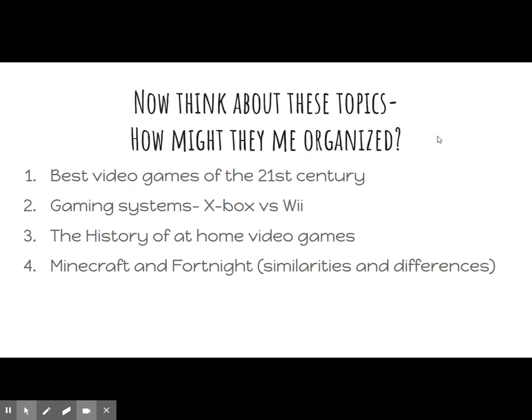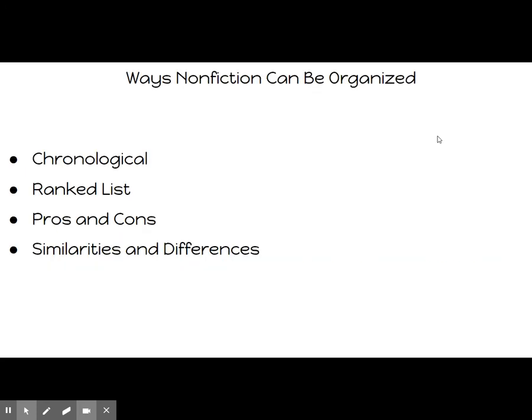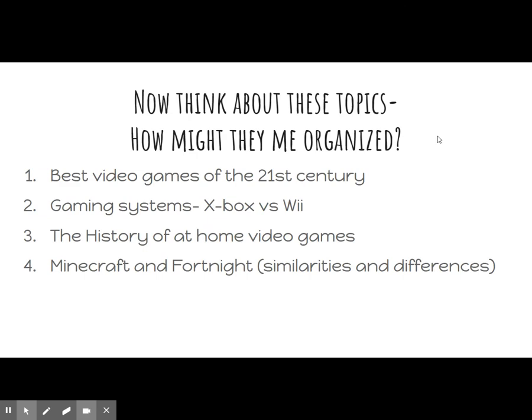So now I want us to think about it. Here, our main topic is video games, right? So we have 4 different chapters about video games. One of them is the best video games of the 21st century. One of them is gaming systems, Xbox and Wii. One is the history of at-home video games. And then the 4th one is Minecraft and Fortnite, similarities and differences. So I want you to stop the video here and think about what way each of these can be organized. Just take a minute and look at these topics and think about how they can be organized. And then we'll talk about them in just a minute.